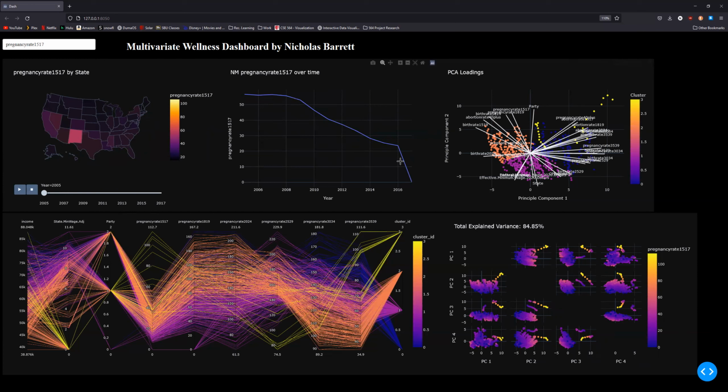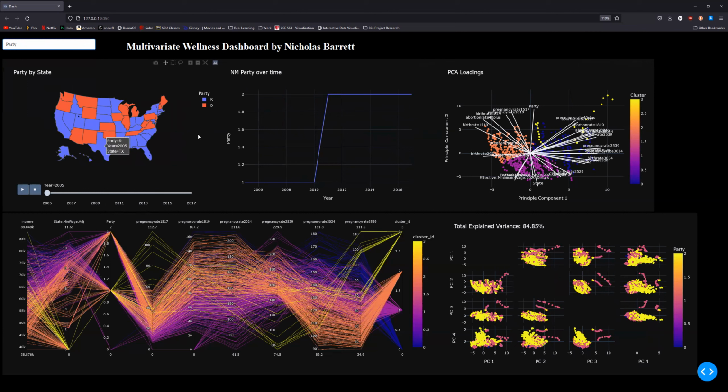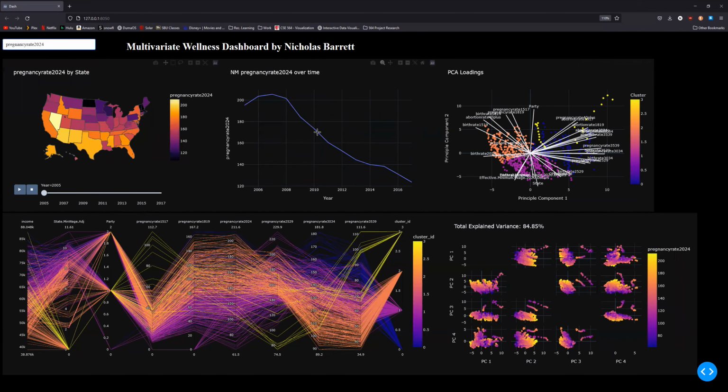We can see it is a pretty big downtrend, although I don't think 2017 had any data. So we can check the political party for, this is New Mexico again. We could see in 2010 or in 2011, there was a shift from Democratic to Republican, at least for the governorship. And so we could check out more data and see how that progresses over time.